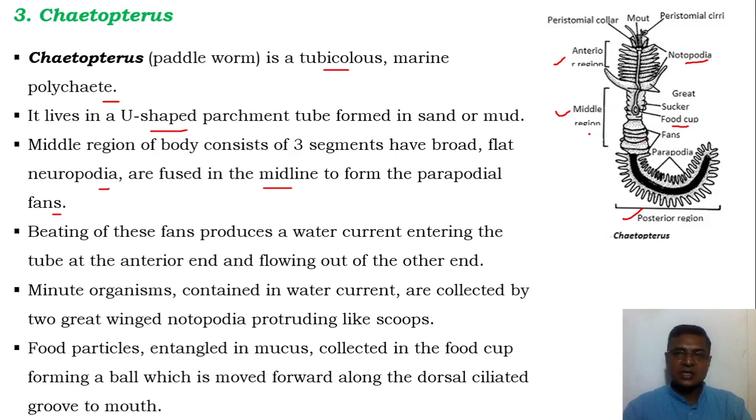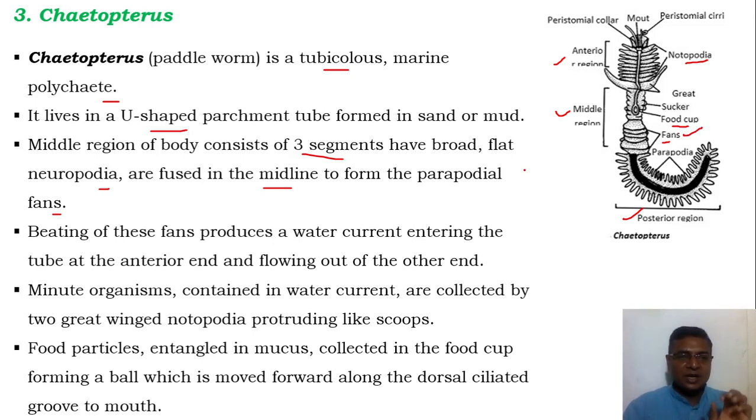In the middle region, the fan is a modified part of the parapodia. Just below the fan, the parapodia are present, which are biramous and are locomotory organs. Here, the specialty of the middle region of the body, which consists of three segments, is that it has broad, flat neuropodia. That neuropodia is a modification of the parapodia. Those three segments are fused in the midline to form the parapodial fans. These are the parapodial fans, or we can say neuropodial fans also.